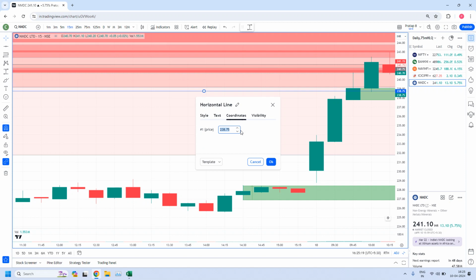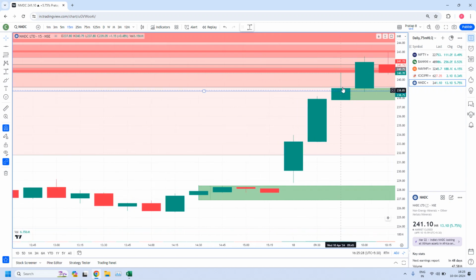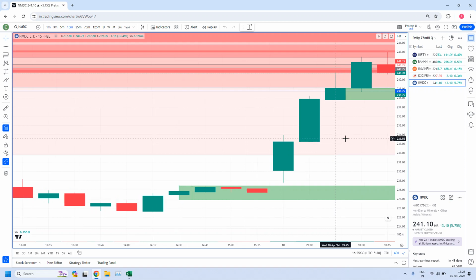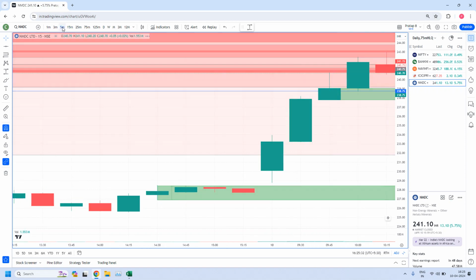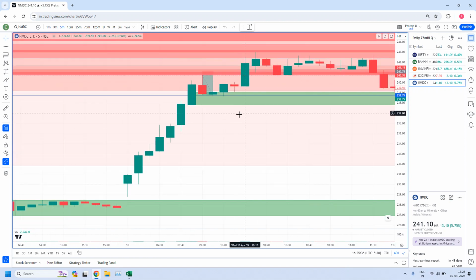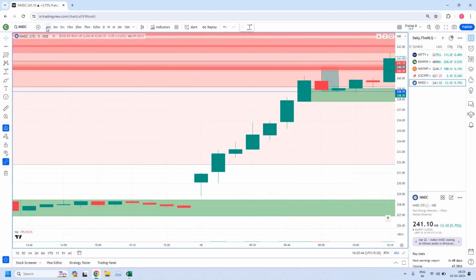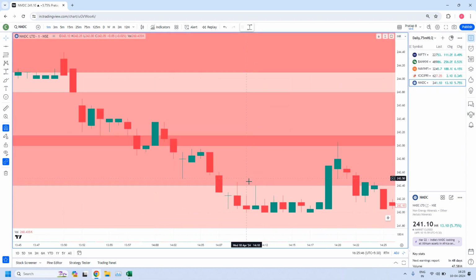And coordinates, let me change. 238.75. So exactly here. See, after reaching, let me go to, you will get clarity. See here, we got an entry here. It reached the entry, and in this candle, the same candle. Let me go to 1 minute, you will get further clarity.